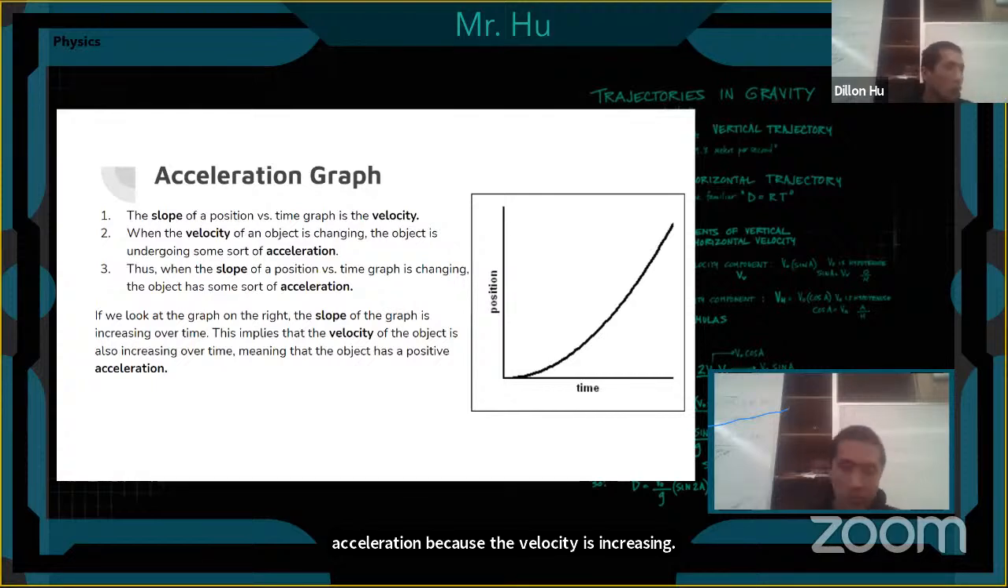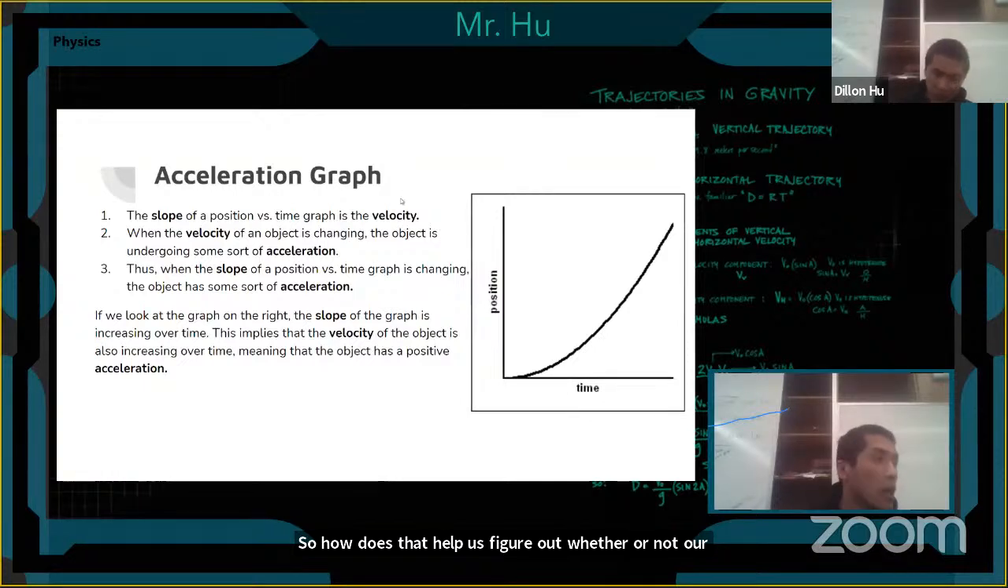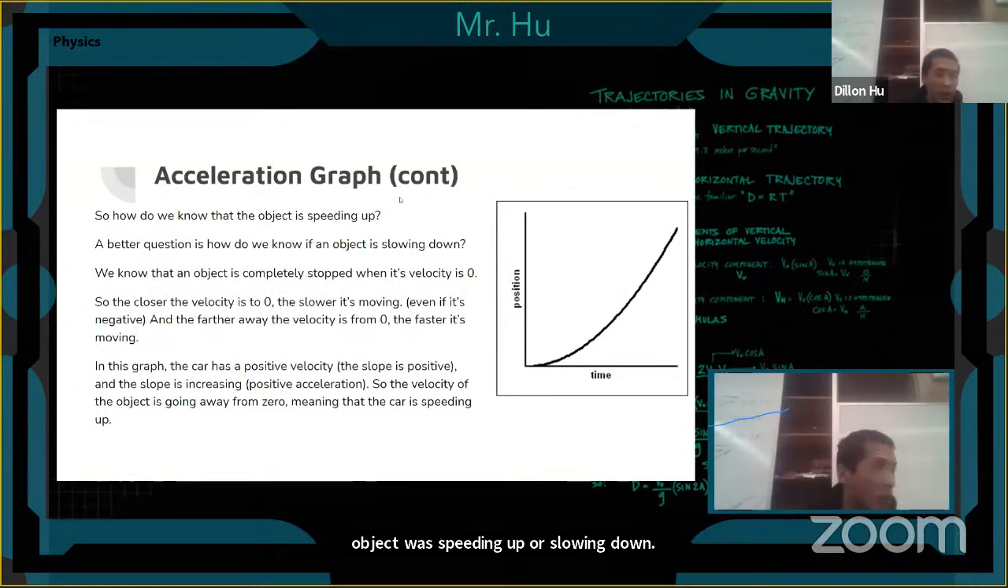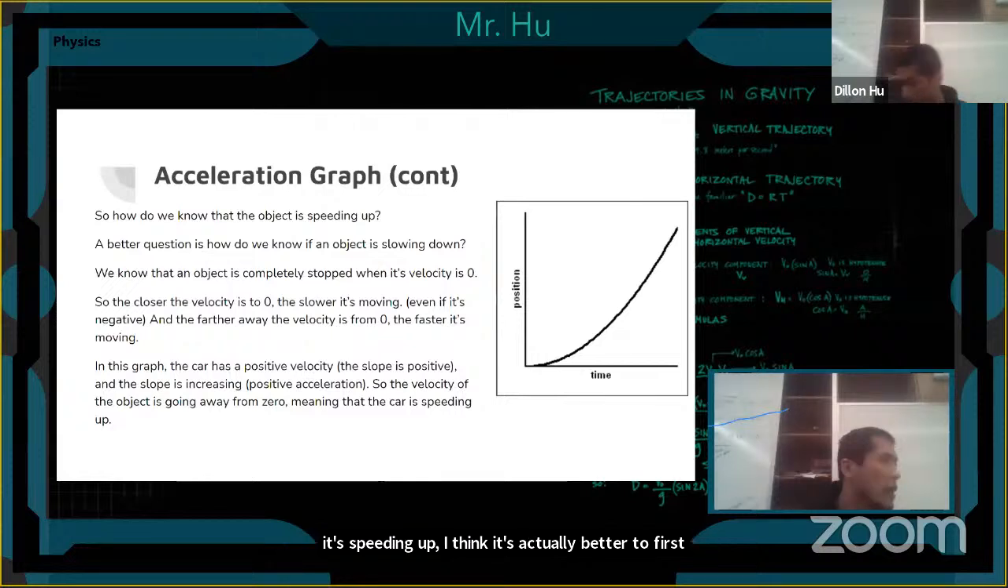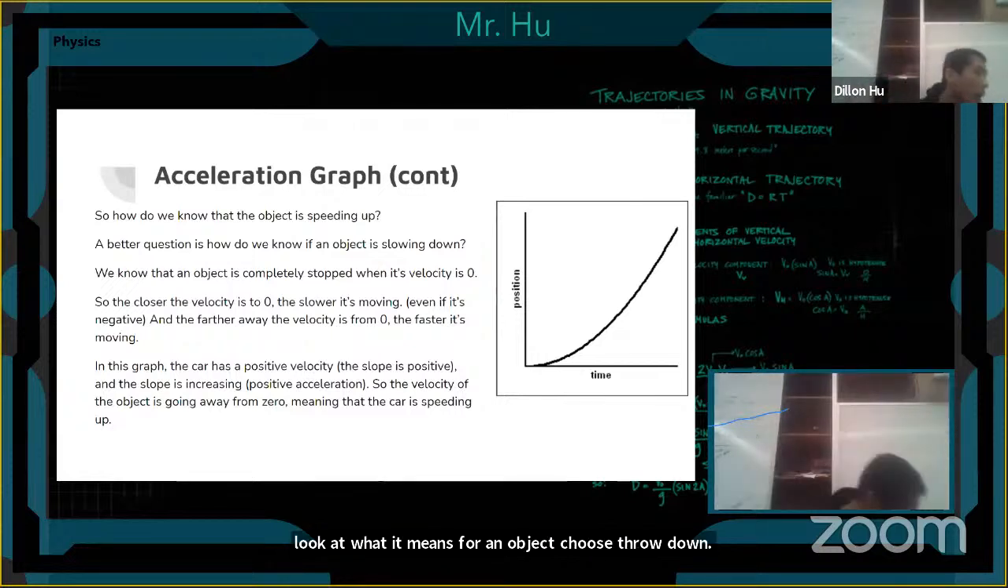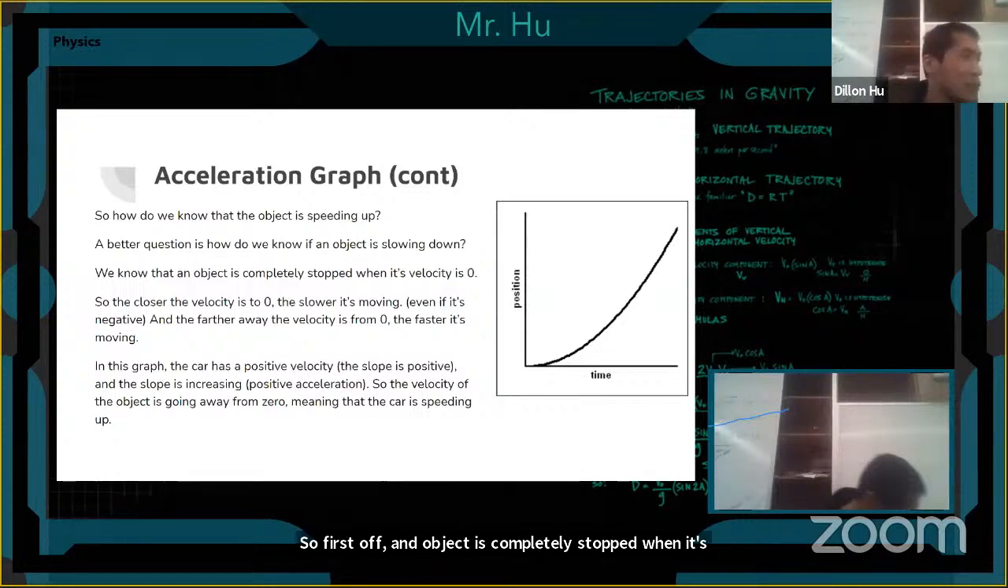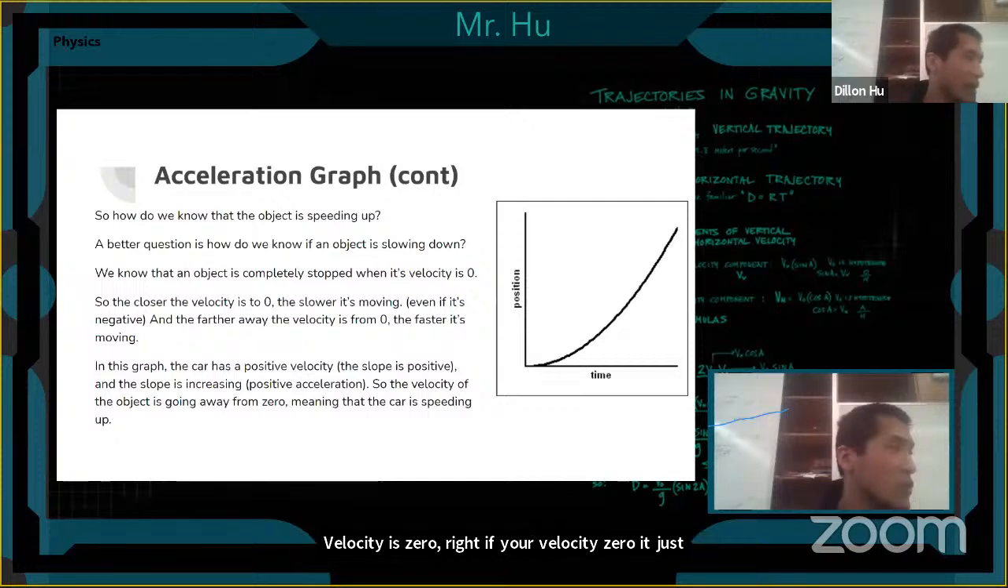Okay. So how does that help us figure out whether or not our object was speeding up or slowing down? Before we think about whether or not it's speeding up, I think it's better to first look at what it means for an object to slow down. First off, an object is completely stopped when its velocity is 0. If your velocity is 0, it just means you're traveling 0 meters every second. So you're not moving.